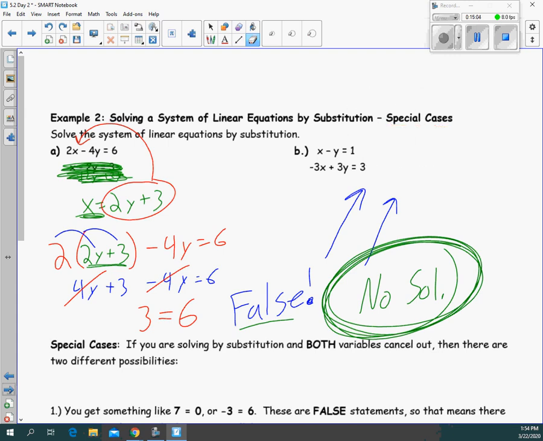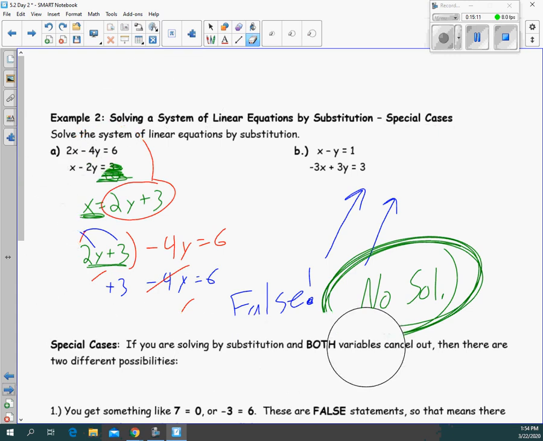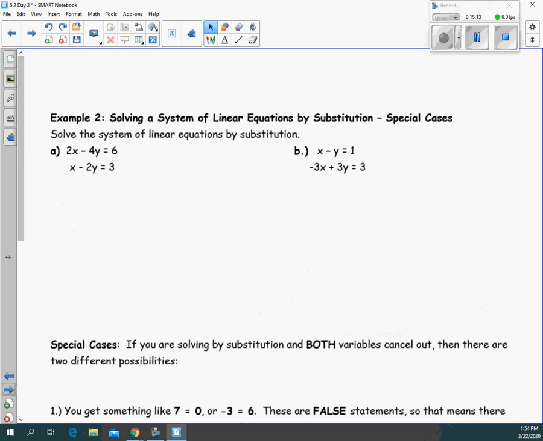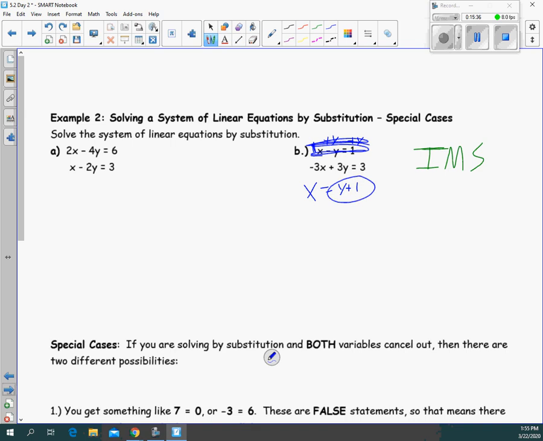Everyone make sense? Okay? If letter A was no solution, anyone want to guess what letter B is going to be? I have a feeling that it's going to be IMS. What does that stand for? It means infinitely many solutions. Okay? And I'm just going to fast forward through this one. So I'm going to add y. Why am I doing that? Because I have a 1x. So this is now x equals y plus 1.